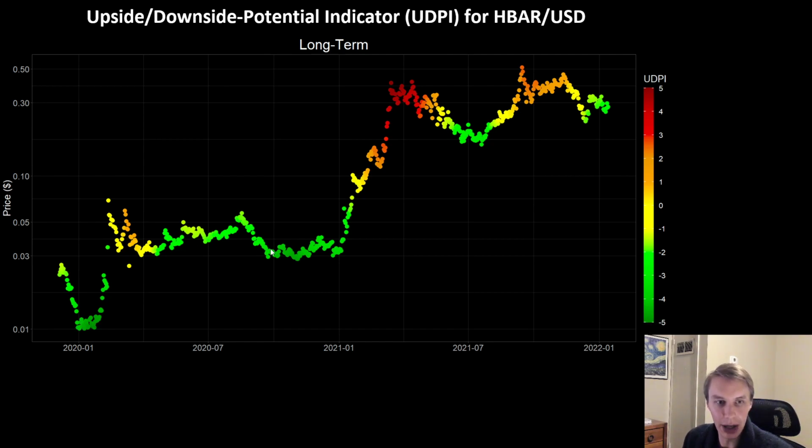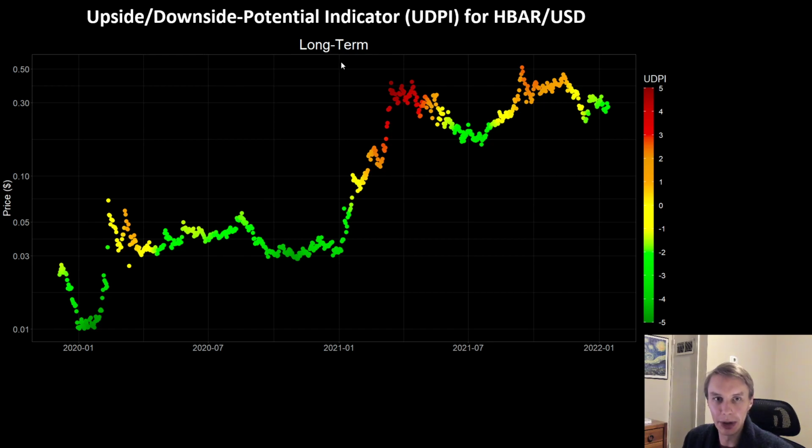And you can see, looking back over time, the risk model does a good job of identifying these high risk zones where distributing HBAR has historically been advantageous, as well as these low risk zones where acquiring HBAR had been advantageous. And one of the things that your eye might have drawn you to immediately is that we're in the green zone again. Now I should note this is the long-term version of our UDPI.